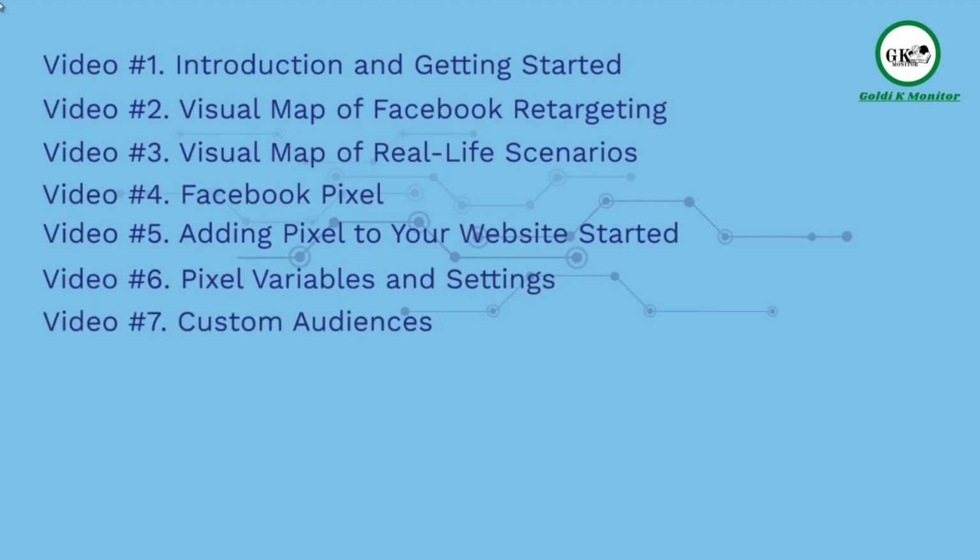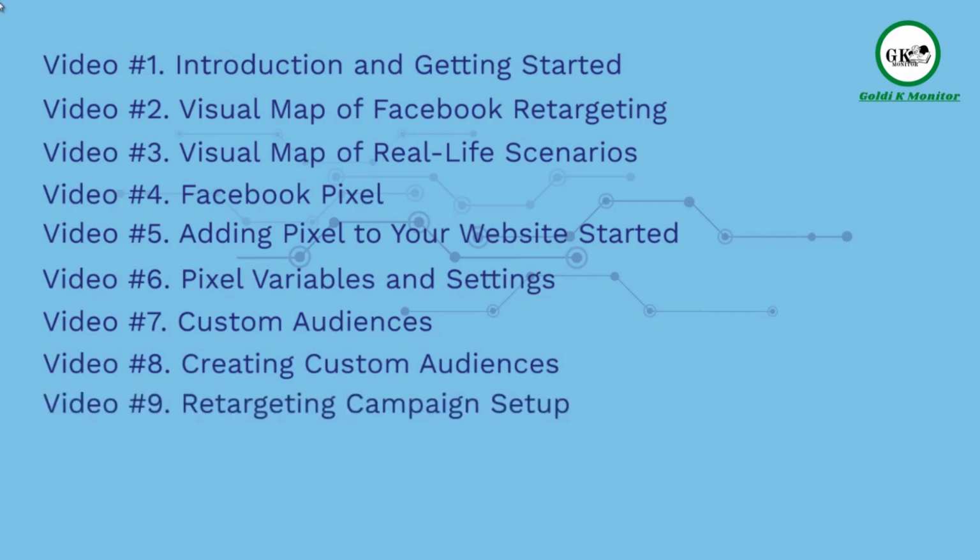Video number 7, we're going to talk about custom audiences, which are essentially lists or segments of people that you have targeted. When you create your Facebook ad, you can then target that specific custom audience and show that specific ad to that audience. Then, in video number 8, we'll have some practical application and show you how to create these custom audiences. And last but not least, video number 9, we'll talk about retargeting campaign setup.